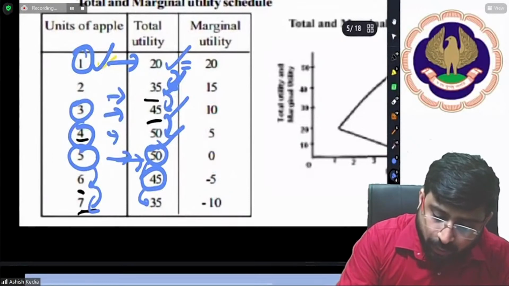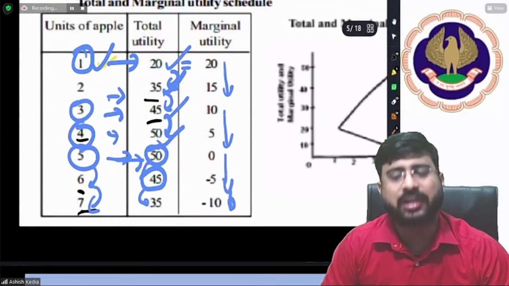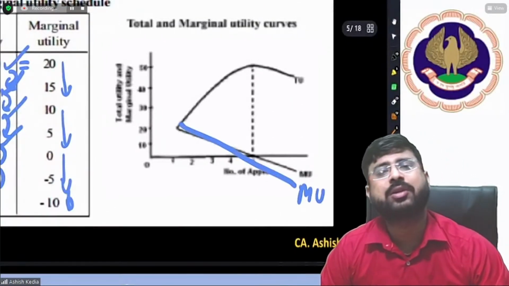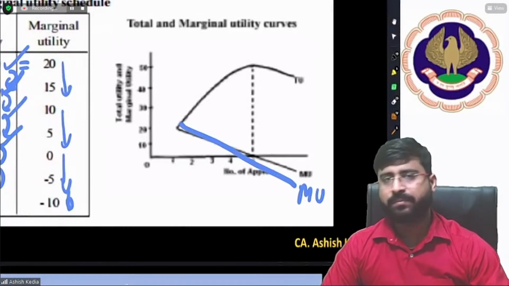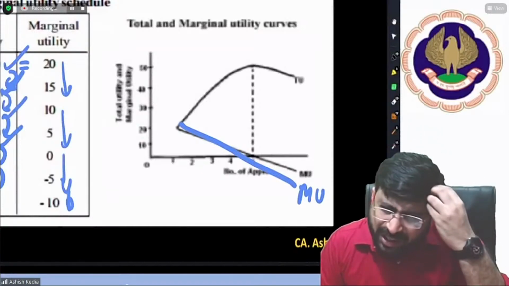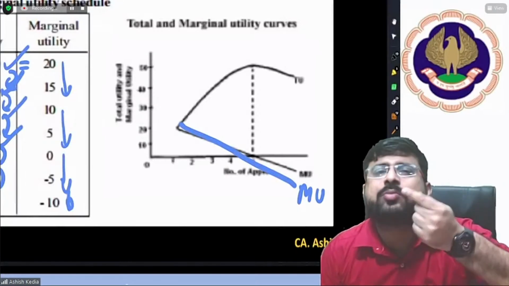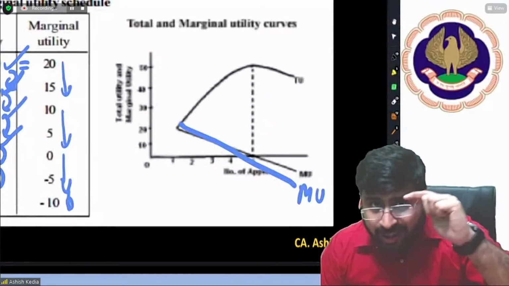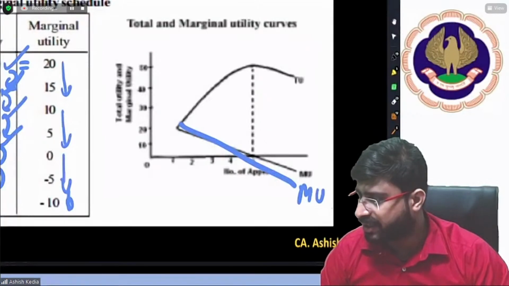So if you look carefully, marginal utility is constantly falling. This, my dear friends, is called the law of diminishing marginal utility. My dear friends, is the law of diminishing marginal utility clear? It is very much seen in daily life, where as and when we consume more, our additional satisfaction keeps declining. That is diminishing marginal utility.